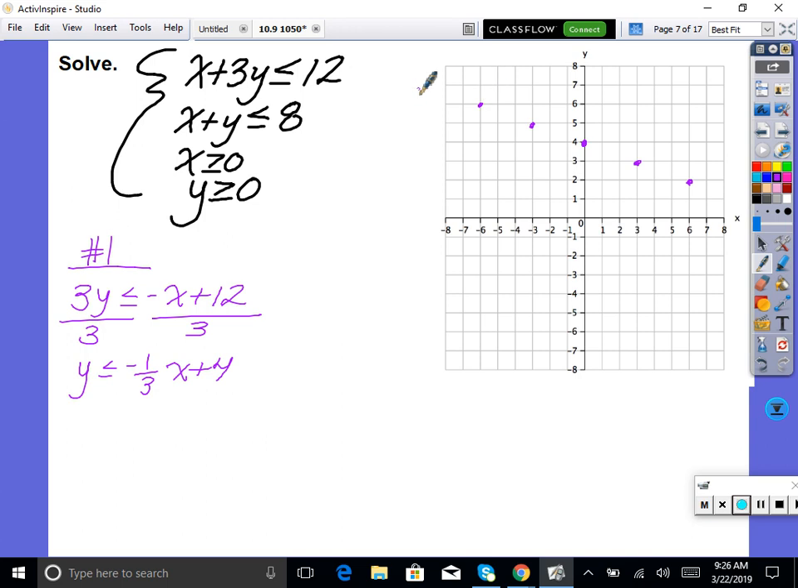Okay, solid or dotted, you tell me. Another solid? Shading above or below? Below. Okay, next one, graphing the next one, it's another line. So we're going to get y is less than or equal to negative x plus 8. So down 1 over 1. Solid line again, right? And we're shading below.